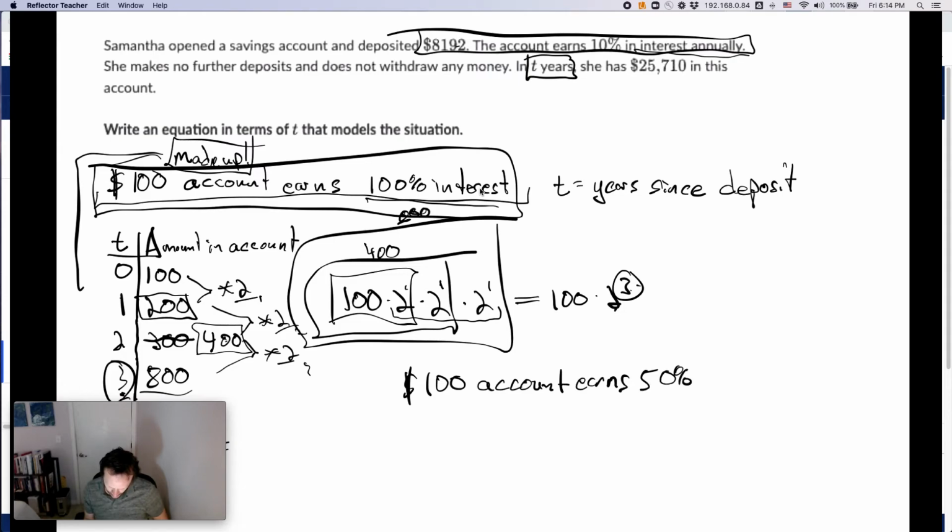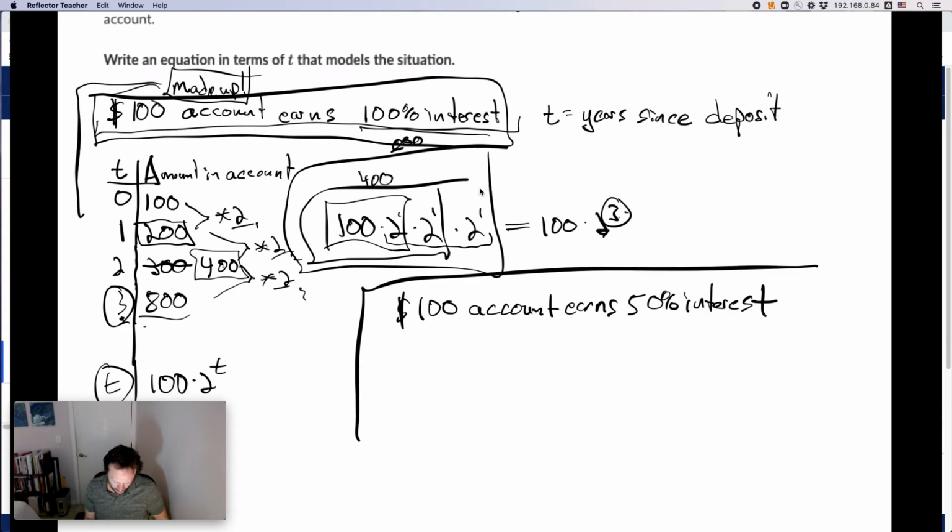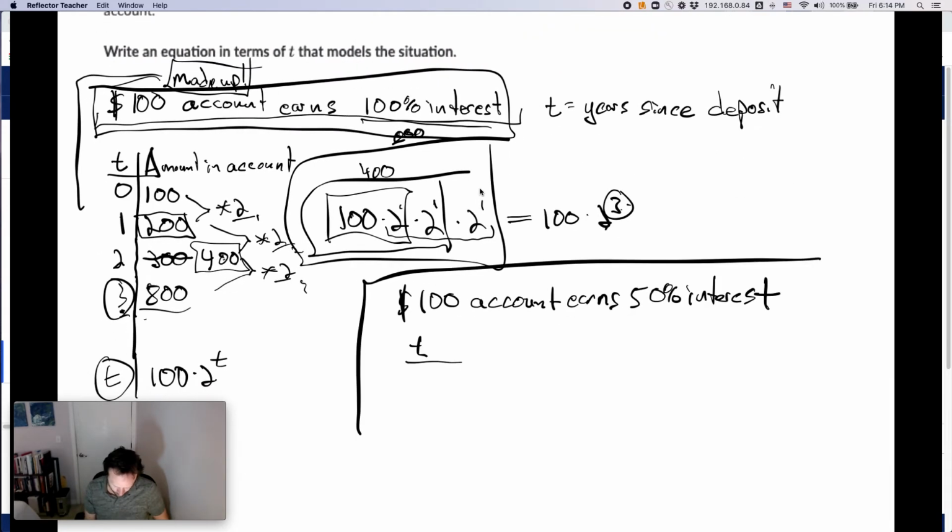Still in made-up land. And we're still going to make the table, and we're still going to start with 0. $100. 50% interest after 1 year. 50% of 100 is 50. So you have $50 in the account? No, that doesn't make sense. You're getting charged... you're earning 50% interest. You have 150. Where did that 150 come from? Well, it was the original 100 plus the 50 that you got for interest.